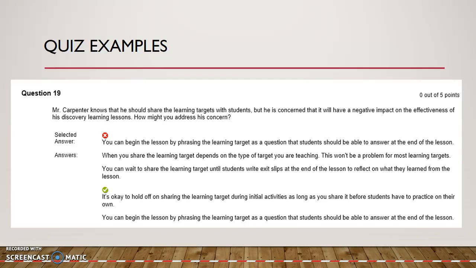That won't be a problem for most learning targets. You can wait to share the learning target until students write exit slips at the end of the lesson to reflect on what they learned from the lesson. The next one is it's okay to hold off on sharing the learning target during initial activities as long as you share it before students have to practice on their own. And then you can begin the lesson by phrasing the learning target as a question that students should be able to answer at the end of the lesson. So I picked the last one, and that was incorrect.